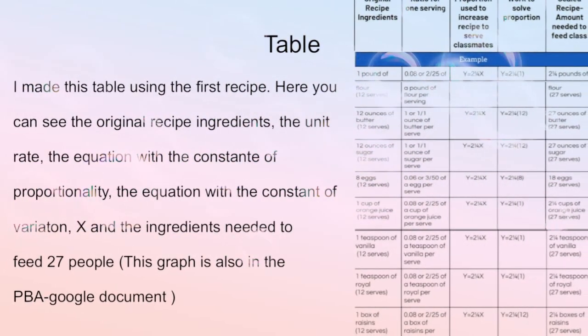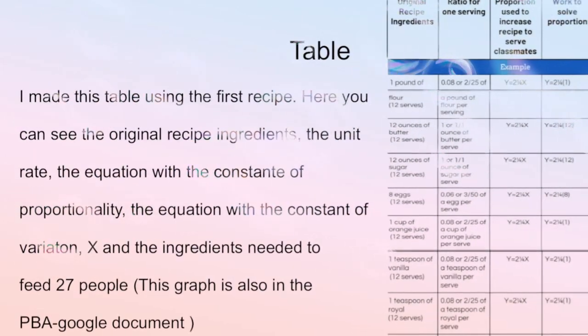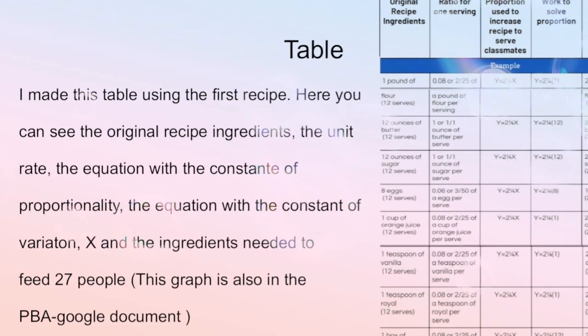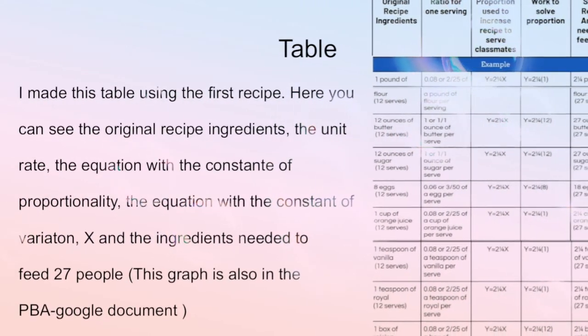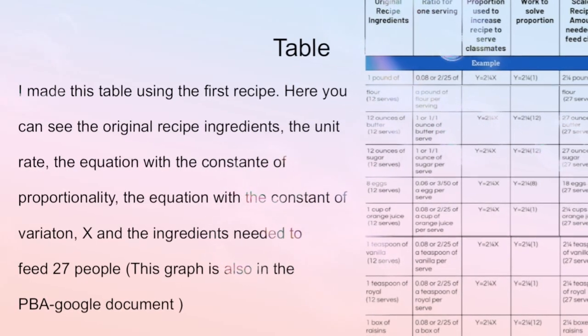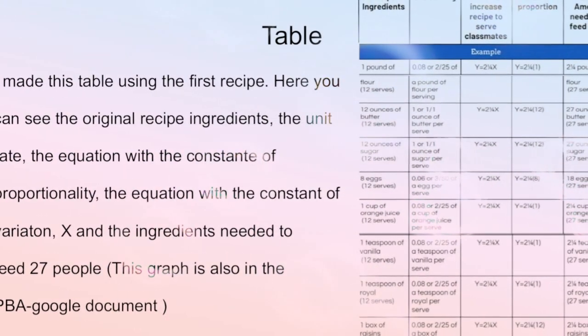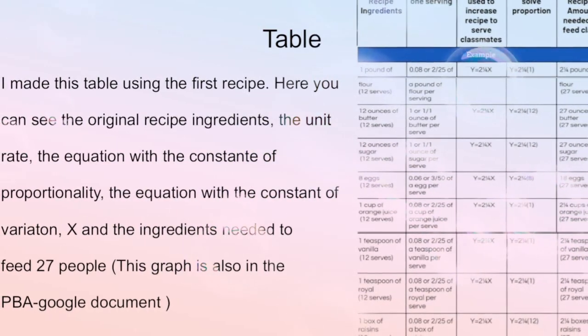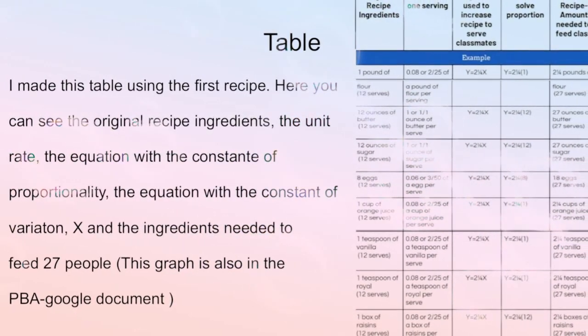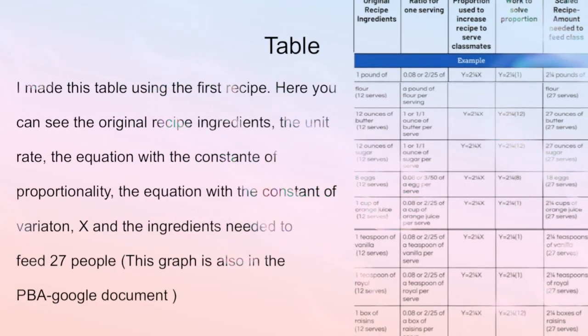2 1/4 cups of orange juice for 27 serves. 2 1/4 teaspoons of vanilla for 27 serves. 2 1/4 teaspoons of royal for 27 serves. 2 1/4 boxes of raisins for 27 serves.